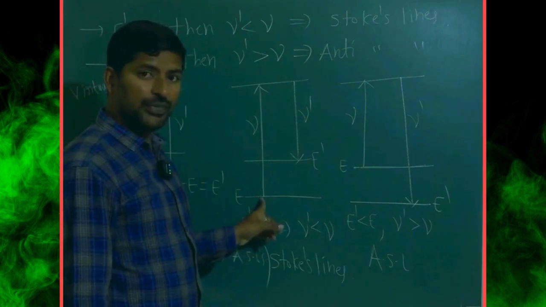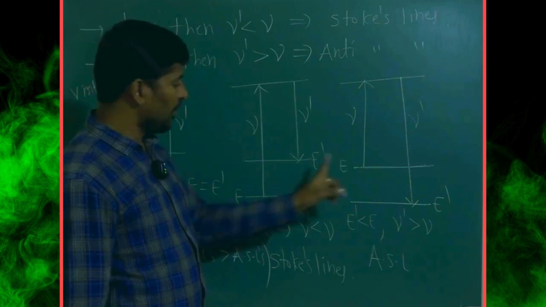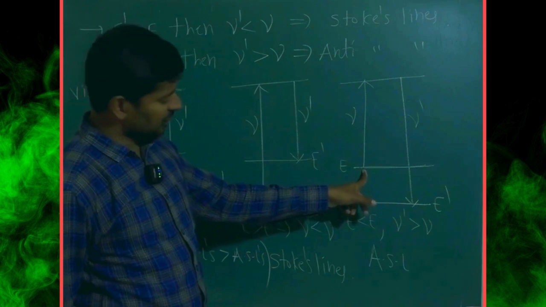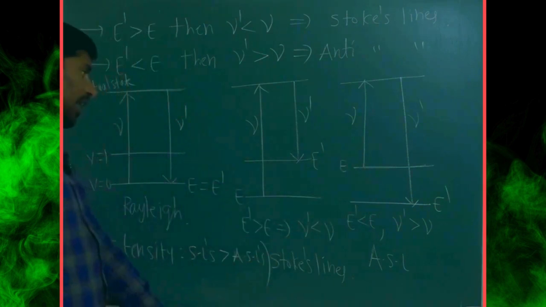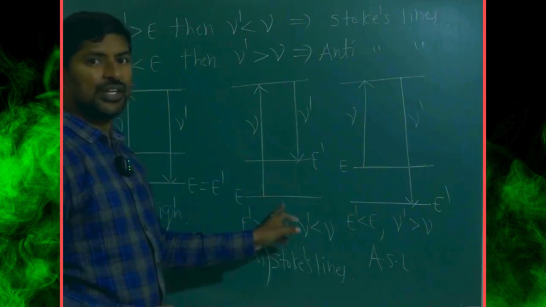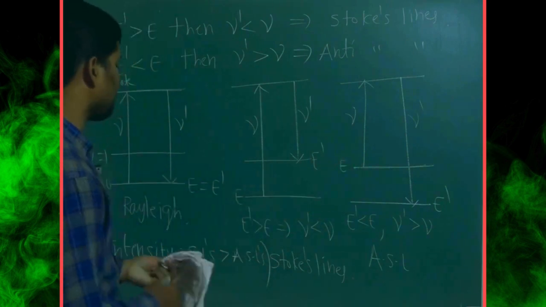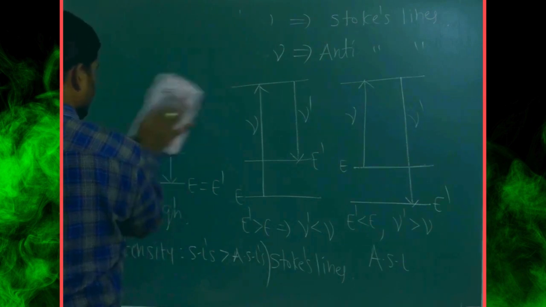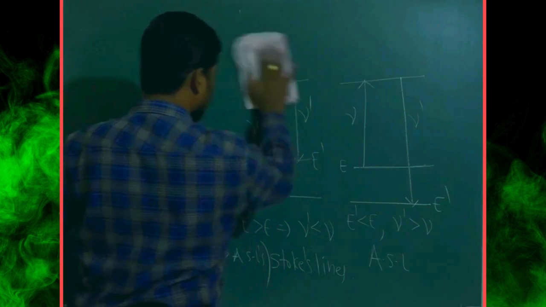Stokes lines are initiated from the lower vibrational energy level, whereas anti-Stokes transitions are initiated from the higher vibrational energy level. The population of the higher vibrational energy level is less compared to the lower vibrational energy level. That's why Stokes intensity is more compared to anti-Stokes intensity. So this is the quantum theory of Raman scattering.